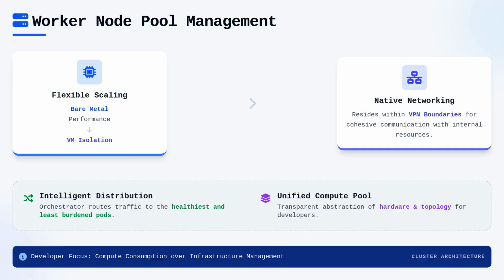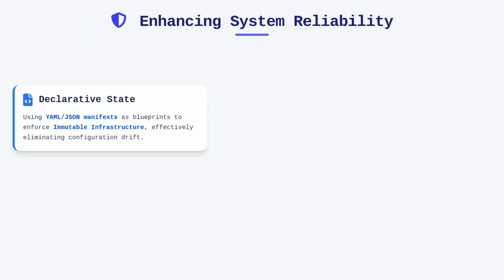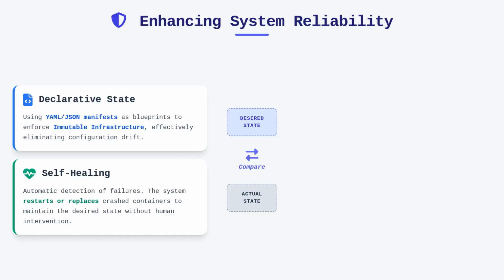Reliability is further enhanced through declarative configuration manifests, which follow the principle of immutable infrastructure to prevent configuration drift. By defining the desired state of an application in YAML or JSON, you provide the system with a blueprint that it can perpetually compare against the actual state of the cluster. If a container fails or crashes, the self-healing mechanism detects the deviation from the desired state and automatically restarts the process or replaces the instance without human intervention.